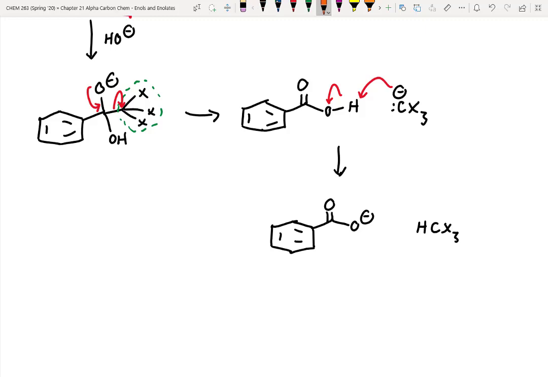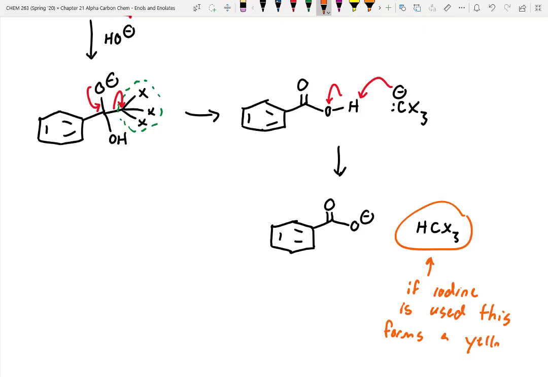And the cool thing with this is that this can actually be used as a diagnostic test. So if iodine is used, this forms a yellow solid. So this used to be actually a diagnostic test to see if your unknown compound was a methyl ketone. You do this reaction with iodine, and if you saw yellow precipitate forming, it meant that you did in fact have a methyl ketone. If you had an ethyl ketone, you wouldn't get any yellow precipitate, and you would know that, hey, this isn't a methyl ketone, it must be something else.